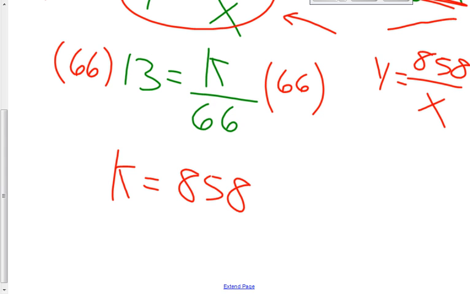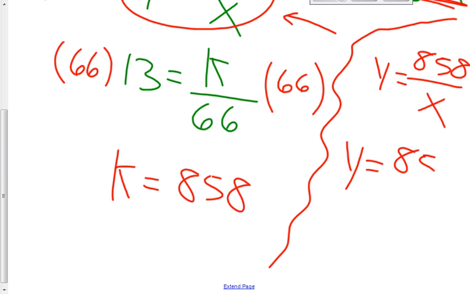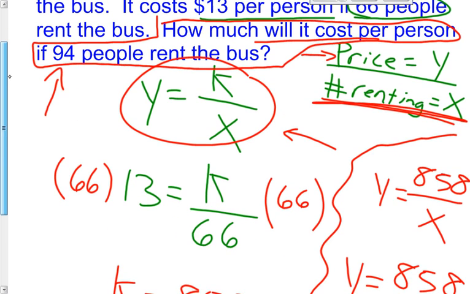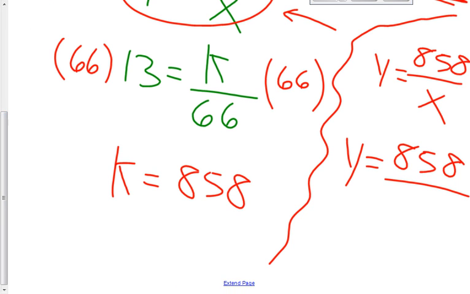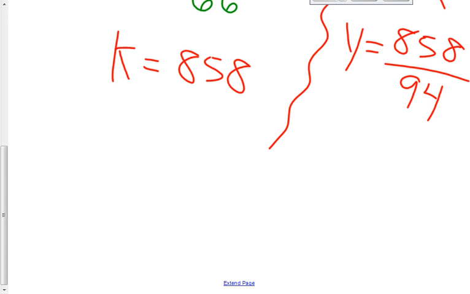So with this equation, what is y if 858 is divided by how many people renting the bus? 94. 858 divided by 94. So y equals 858 divided by 94, which then comes out to be approximately $9.13 per person. Y equals $9.13.